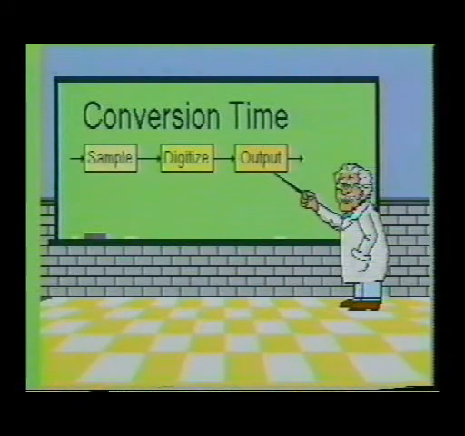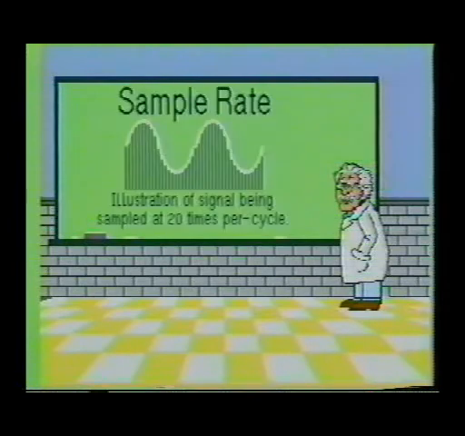The conversion time of the AD converter is the time required for the device to sample, digitize, and produce the digitized results at the output. The sample rate is the number of times the AD converter is able to examine the level of the input signal. The sample rate must never drop below 2.